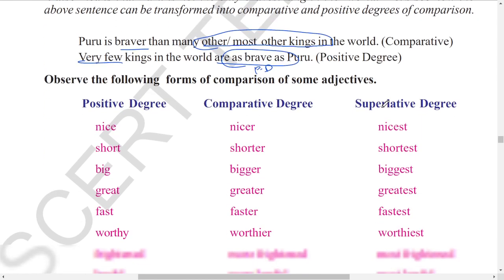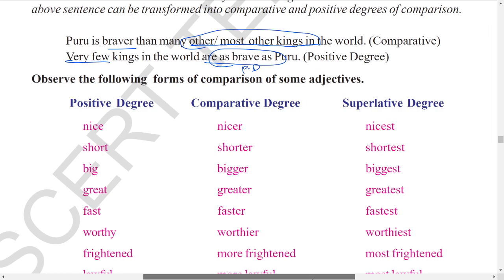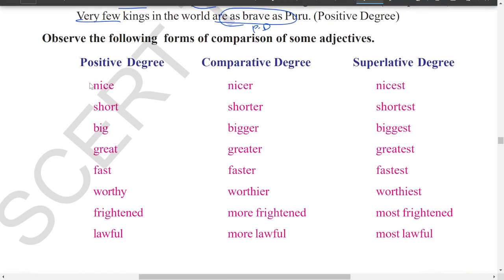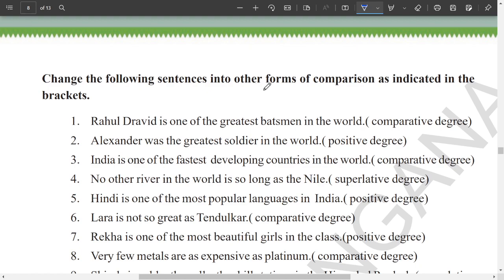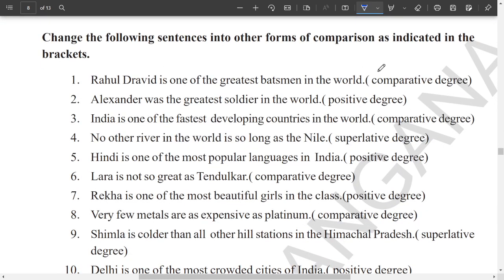Got it? Now observe the following forms of comparison of some adjectives. If you look at this, positive, comparative, and superlative are given. So nice, nicer, nicest, short, shorter, shortest, big, bigger, biggest, great, greater, greatest, fast, faster, fastest, worthy, worthier, worthiest, frightened, more frightened, most frightened, lawful, more lawful, and most lawful. So here, if you go down, change the following sentences into other forms of comparison as indicated in the brackets. So you have sentences here, you have to change them into different comparisons using the indicators which are given in the blanks here.